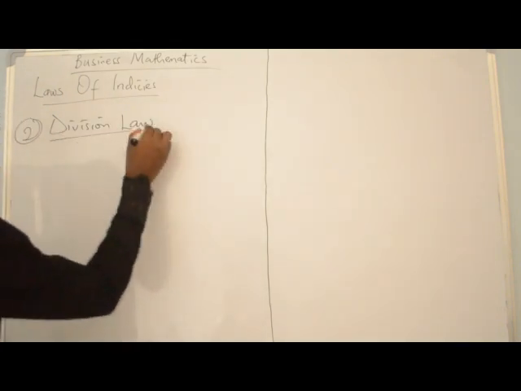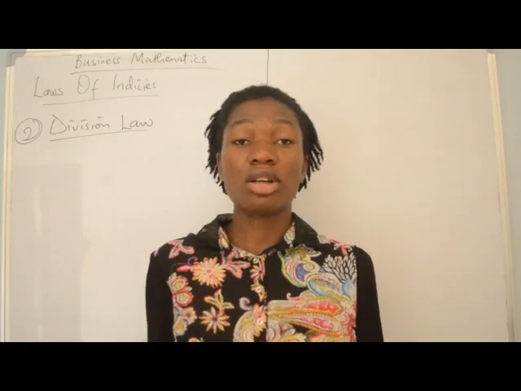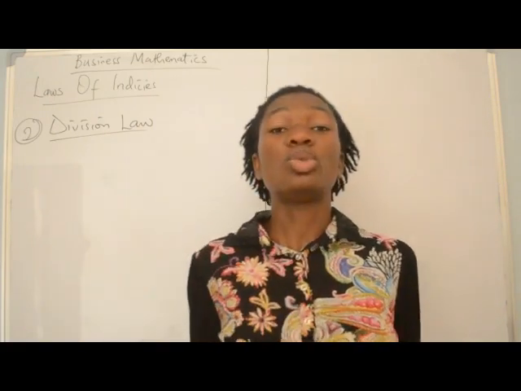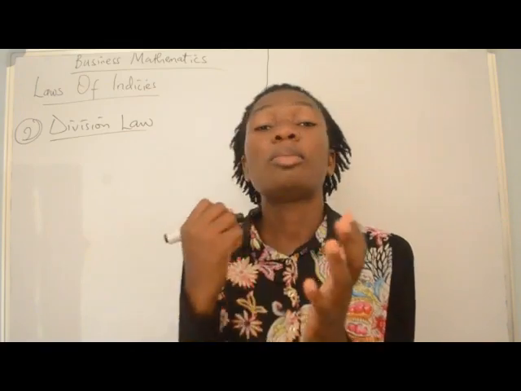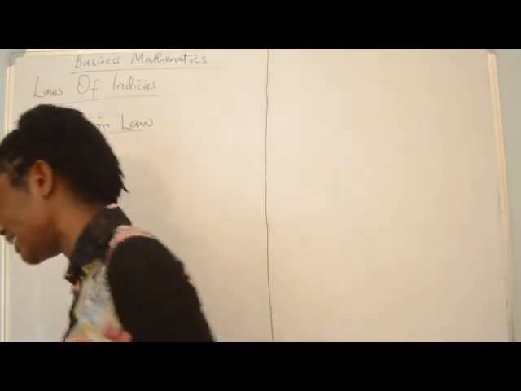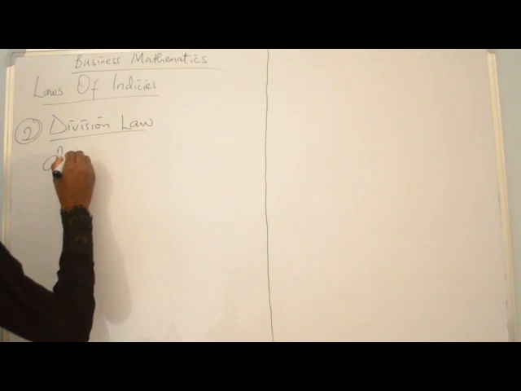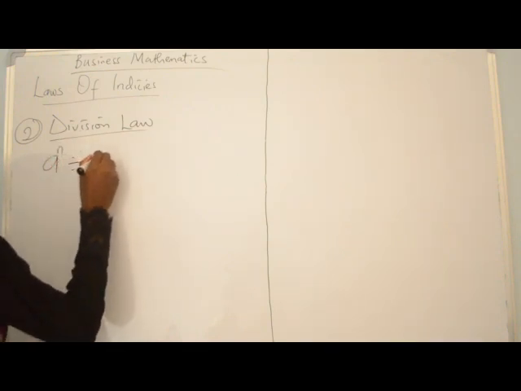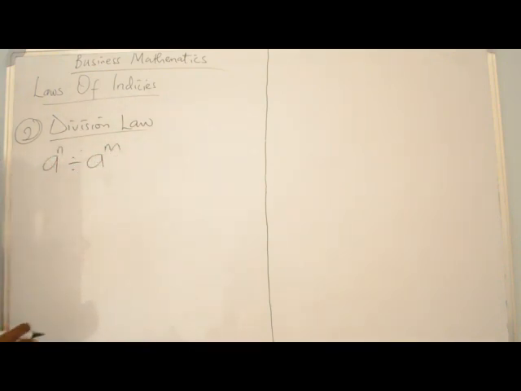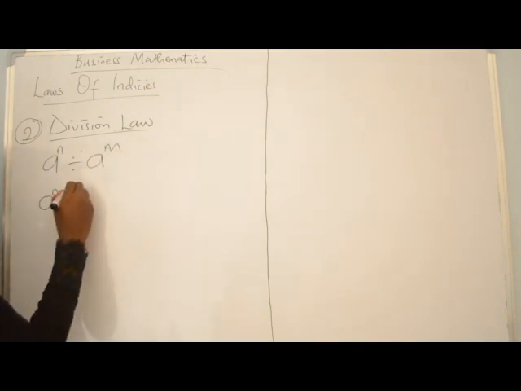So our division law simply holds that when dividing numbers with the same base, you will simply subtract the power of the denominator from that of the numerator. What we mean is this: let's assume we have a raised to power n divided by a raised to power m. Our a raised to power m will be our denominator, and this will be our numerator. So we subtract the power of the denominator from the numerator.